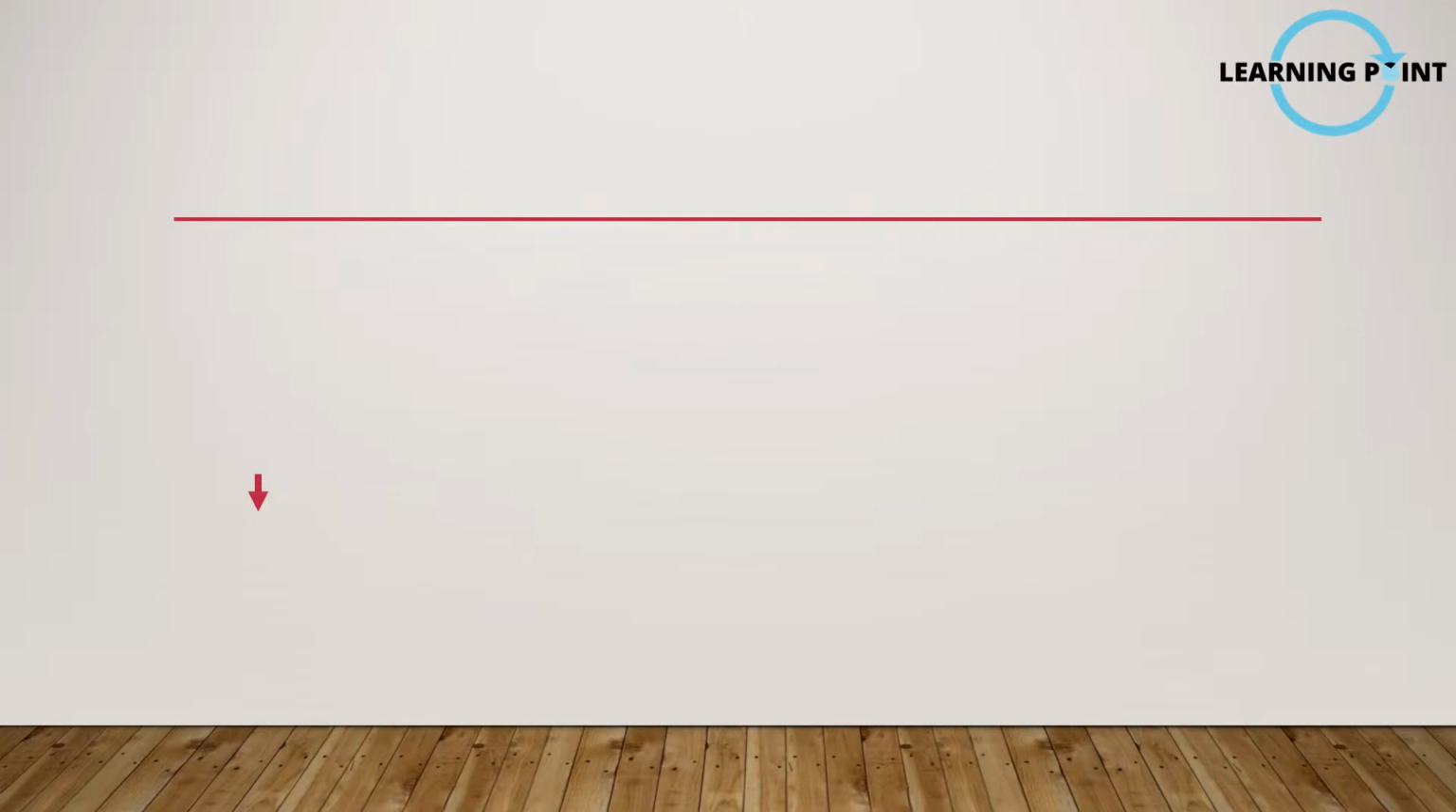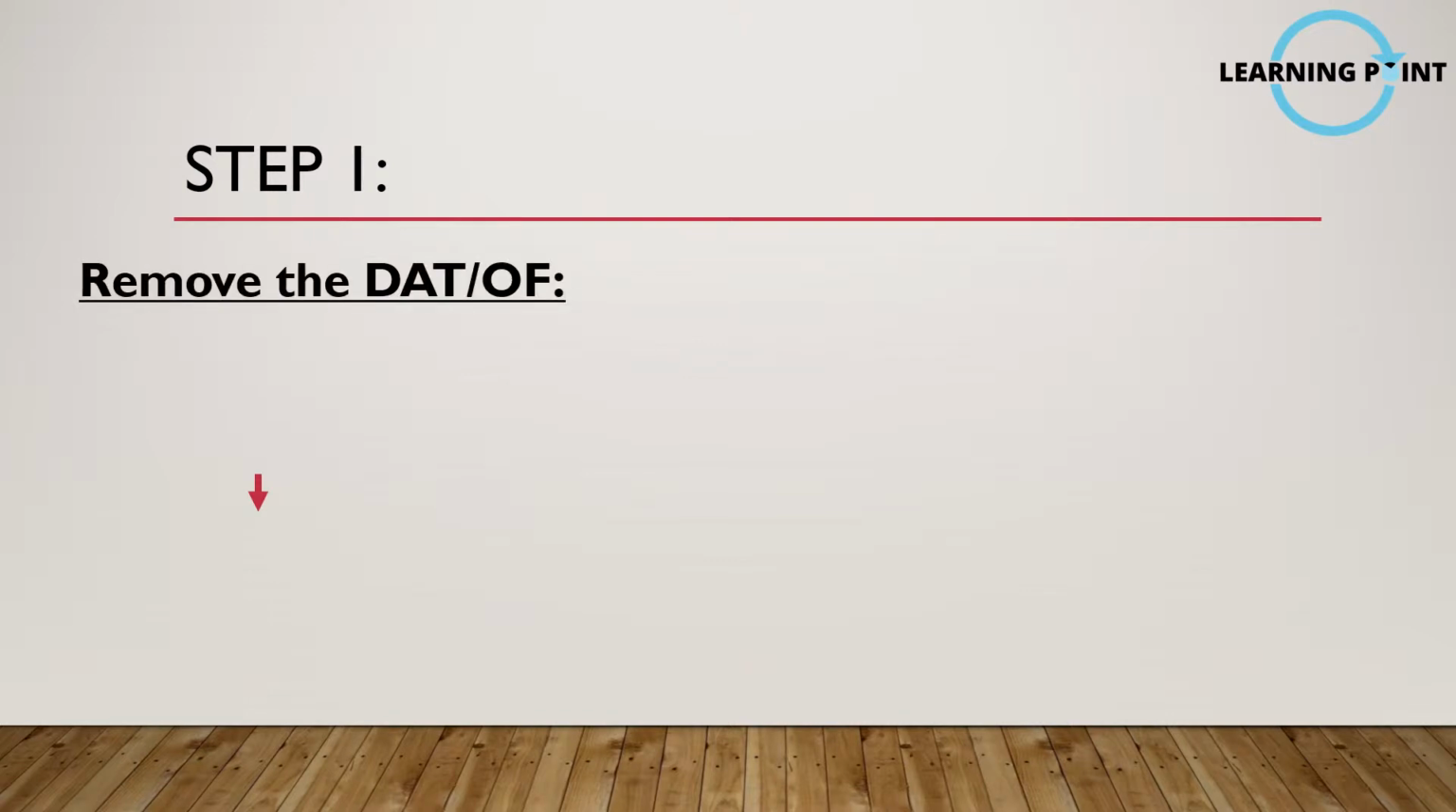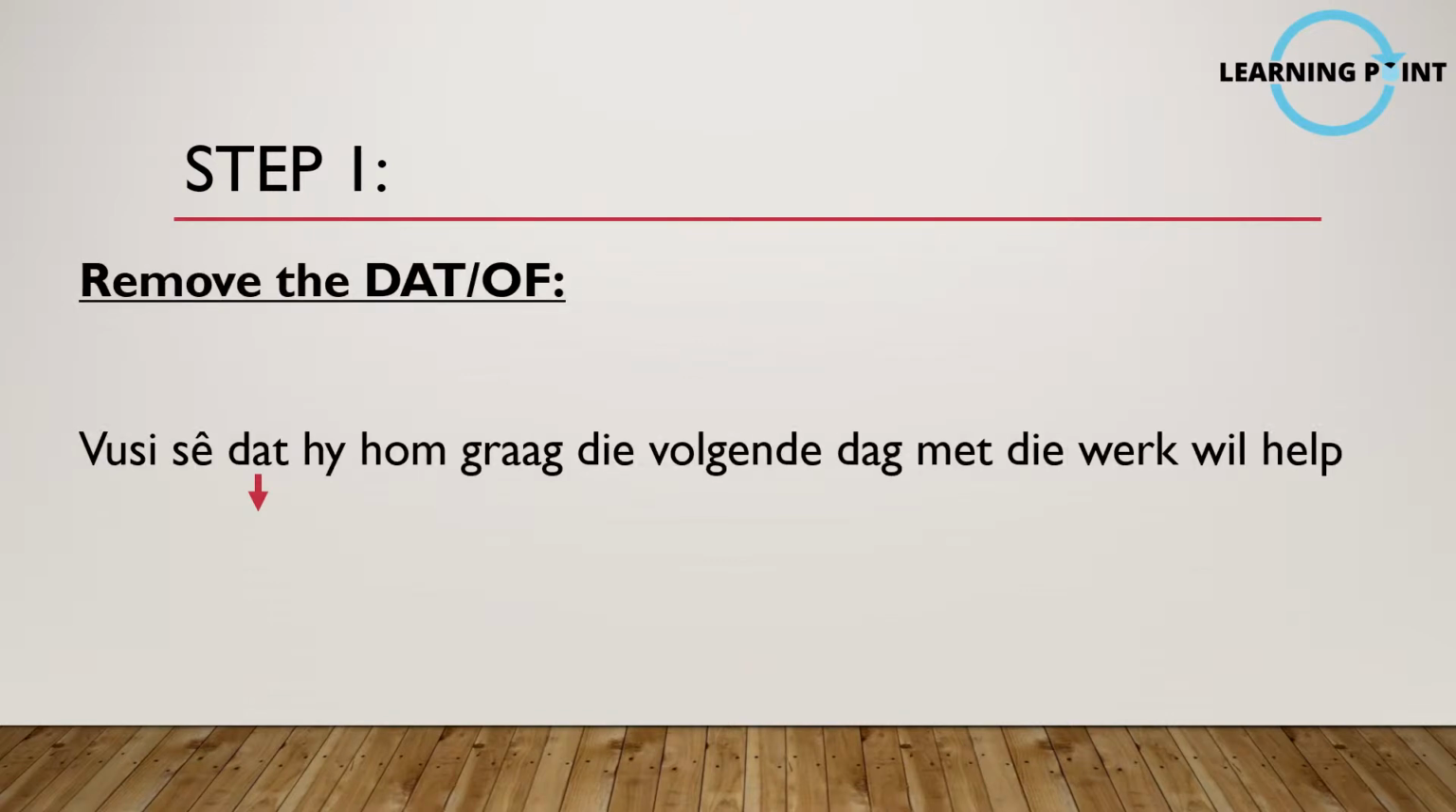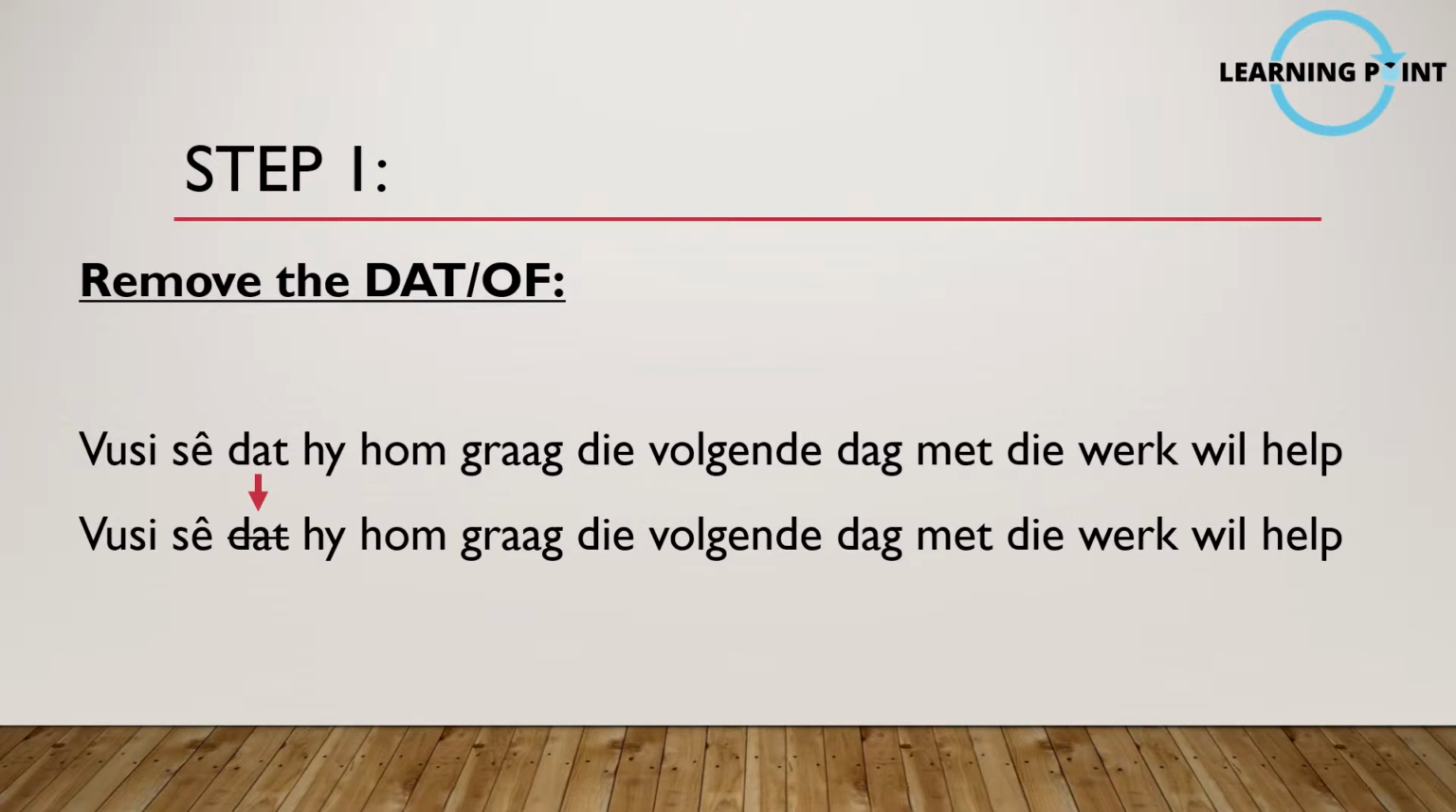So as with the others, we now also have steps that we have to follow. So step 1 would be remove the dat or the of. So Woesie sê dat hy hom graag die volgende dag met die werk wil help. So nou sê my stap, ek moet die dat of die of uithaal. I have to remove the dat or the of. So I take that dat, I literally just take it away. So that would be step 1.